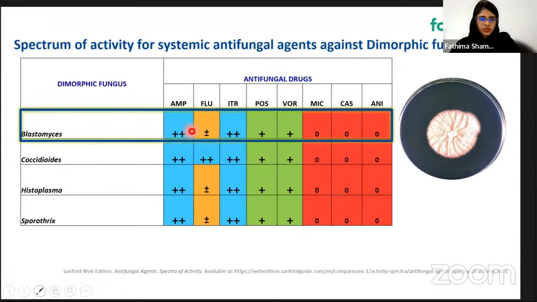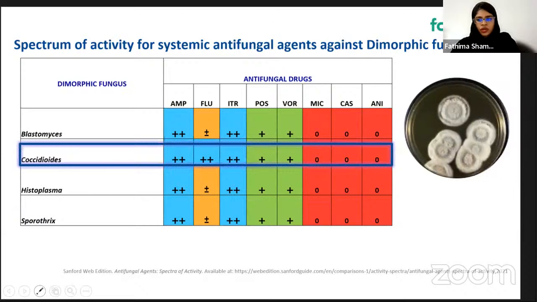They are known to cause blastomycosis, which is a systemic infection affecting the lungs. They are susceptible to amphotericin B and itraconazole, with moderate activity towards posaconazole and voriconazole, and variable susceptibility towards fluconazole. The entire group of dimorphic fungi is resistant to, or shows no activity towards, echinocandins.